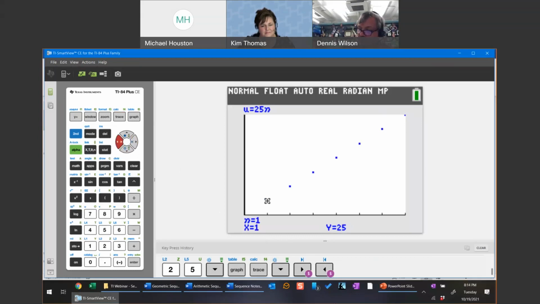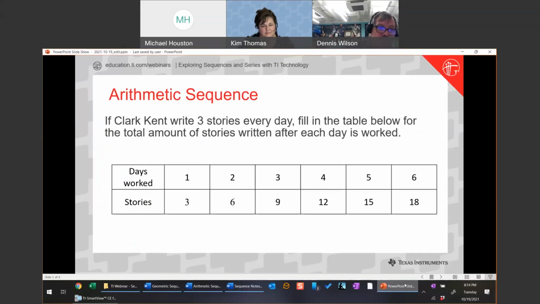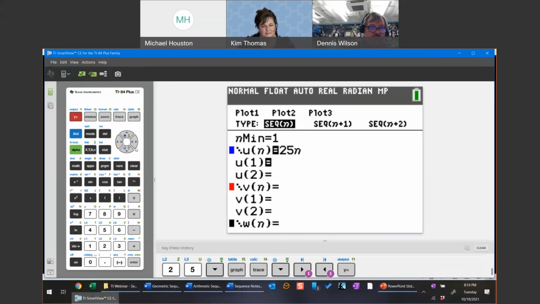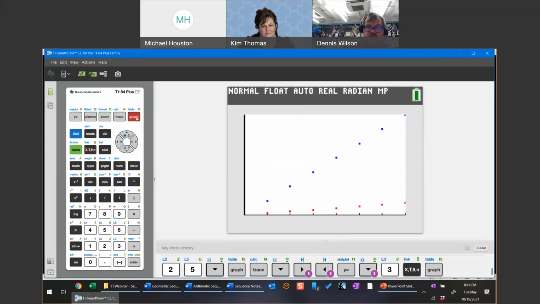Okay? So now what I want to do is put in a second problem that's related to the first. Clark Kent comes to work, and every day he writes 3 stories for the Daily Planet. So we have another function that I want to put in for v. So I'm going to come to my Y equals, and I'm going to go down, and for v(n), I'm going to press 3n for my function. And then when I press graph, I once again get 7 discrete points that all lie on the same line. I see that directly proportional behavior that Josh mentioned.